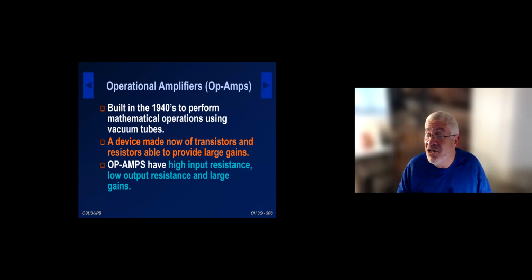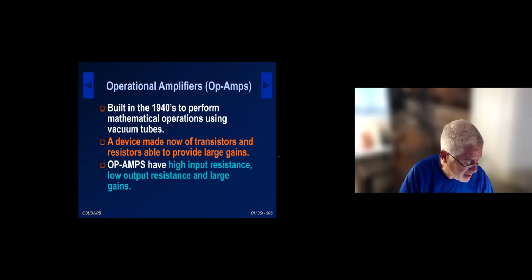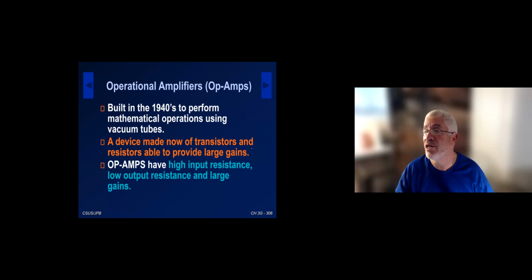They're an electronic device made up of transistors and resistors, and largely they're designed to provide large gain. A particular characteristic of an op-amp is that it has a very high input resistance and a very low output resistance. And of course, we've already mentioned that they have large gains. For my purpose in this course, I'm going to show you the symbol we use for an op-amp, and then we're going to learn how to analyze them using the basic circuit methods we've had.